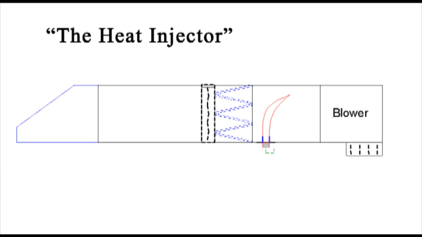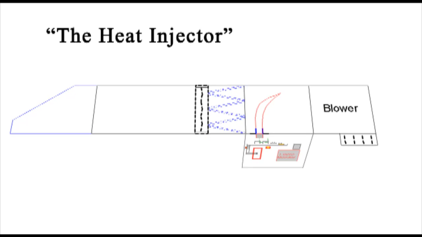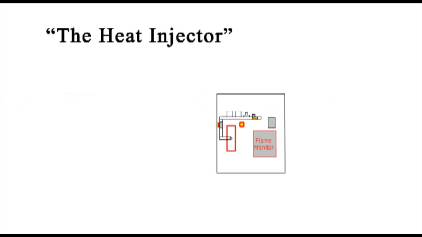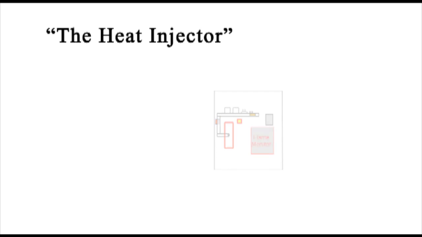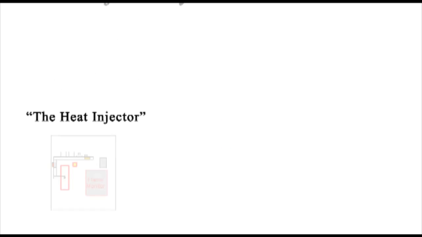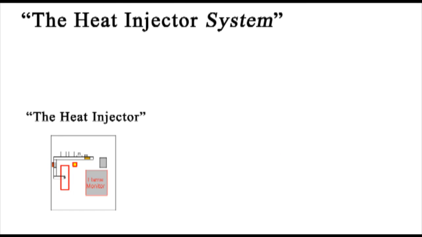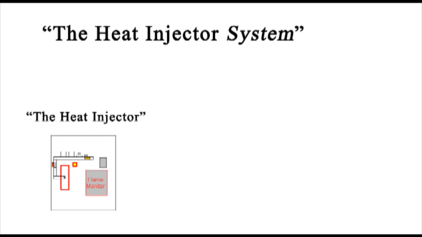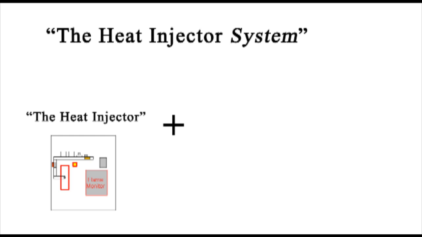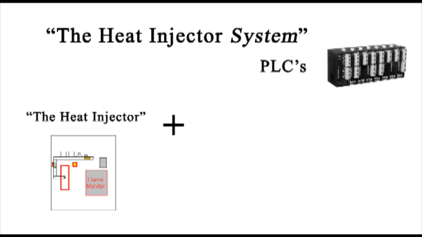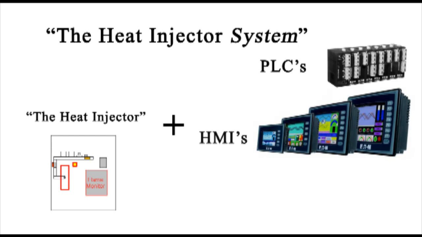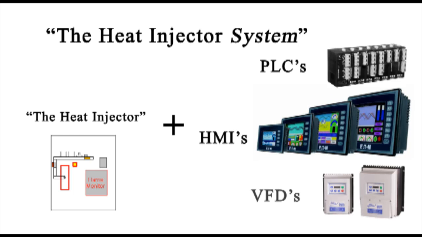The heat injector is the system which manages the heat. It consists of the burner with the combustion air blower, the gas and flame management systems. The heat injector system manages the airflow throughout the entire system and modulates the heat produced by the heat injector to achieve the desired results of the operator. It ties the process which consumes the air to the air replacement system.